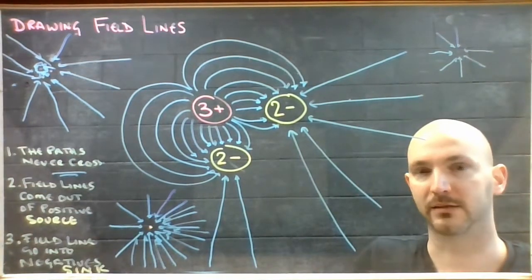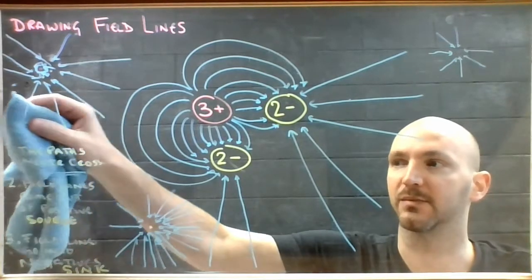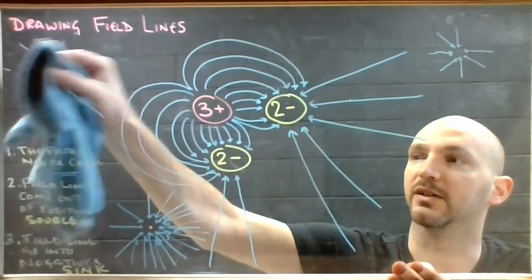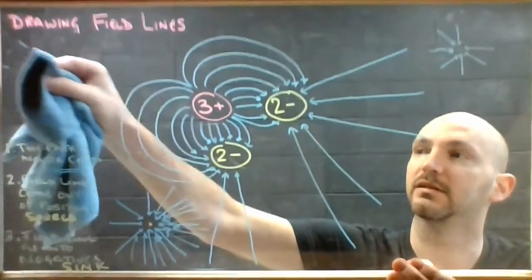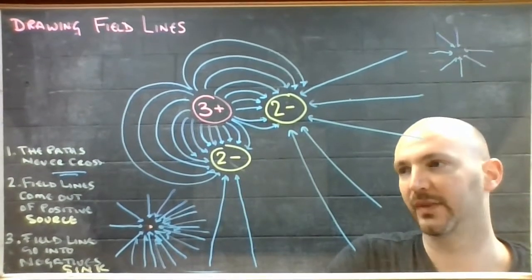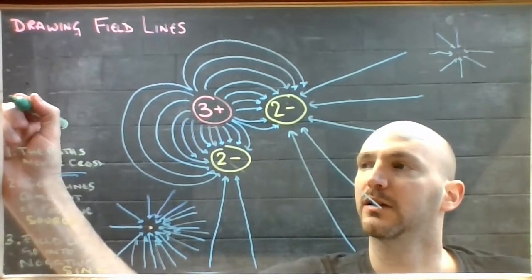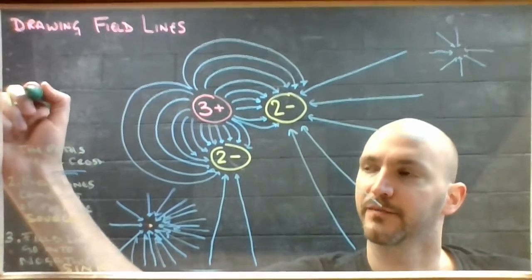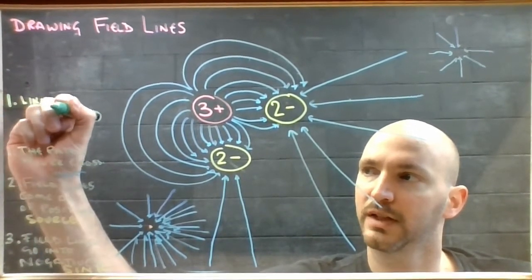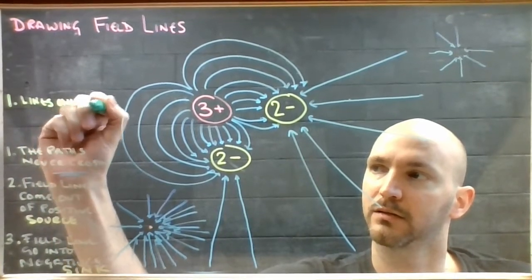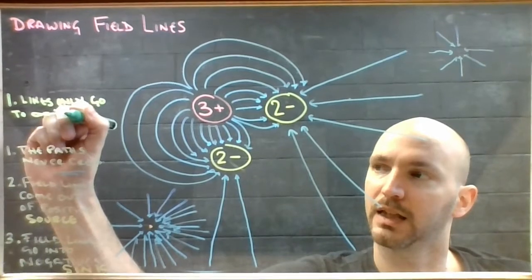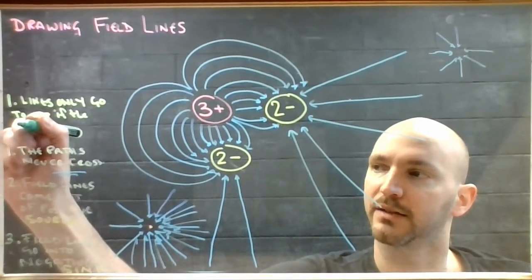Oh, wait. I want to add a fourth thing to this particular list. And in classic McDonald fashion, I'm going to put it on top of the list. Oh, let's renumber them. New number 1. Lines only go to infinity if the charges are unbalanced.